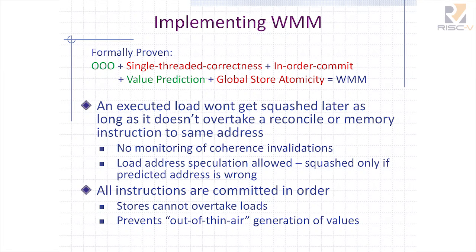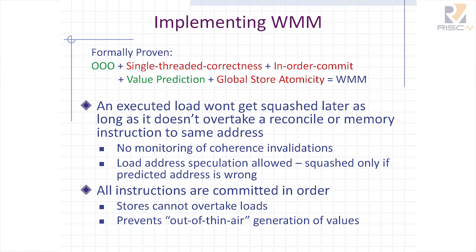And so the advantage of this is basically you don't have to squash loads based on the invalidation traffic. Even if you have executed a load earlier and some invalidation traffic comes in the cache coherence protocol, you can just ignore it. So all your checks are going to be local. The loads should not overtake another load or store for the same address. That's the only check you need to do. And a reconcile.